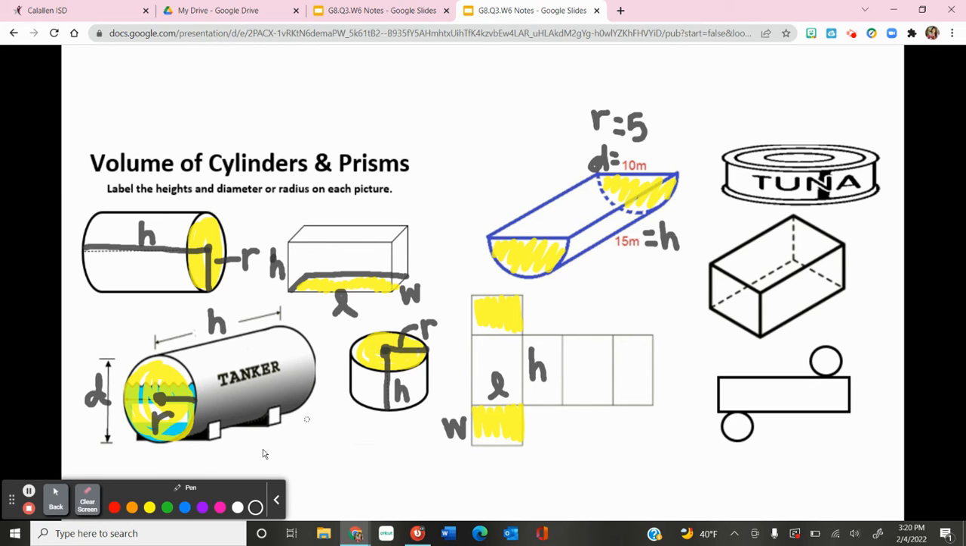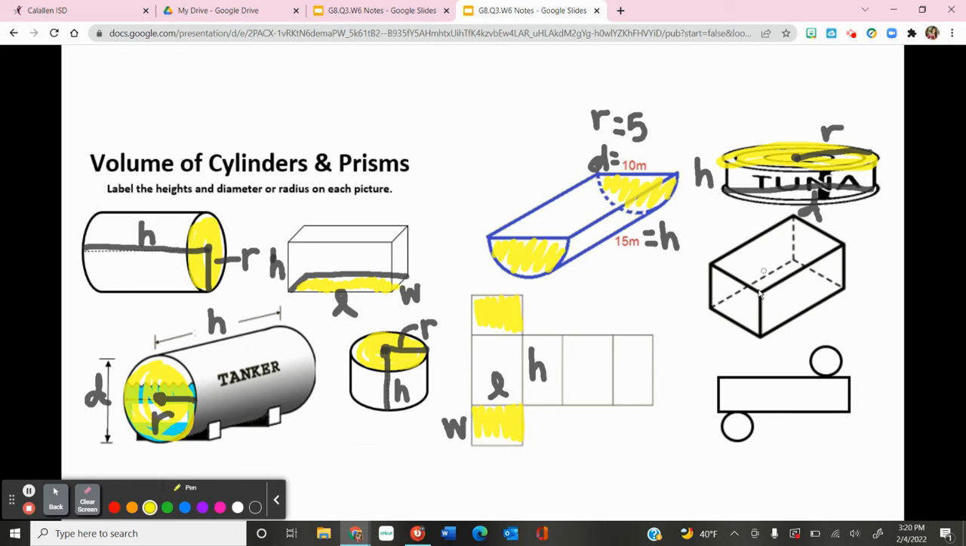Then we're going to look at this can of tuna. So the top of this would be my base. And if I were to do a line only going halfway on the top of that tuna can, this would be my radius. And if I had a line going all the way across, that would be an example of its diameter. Now, again, the distance between both of your bases is going to be the height of your cylinder.